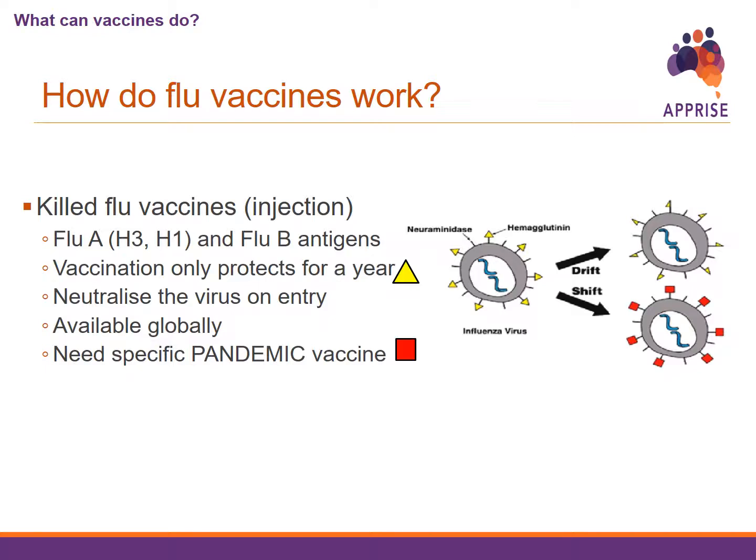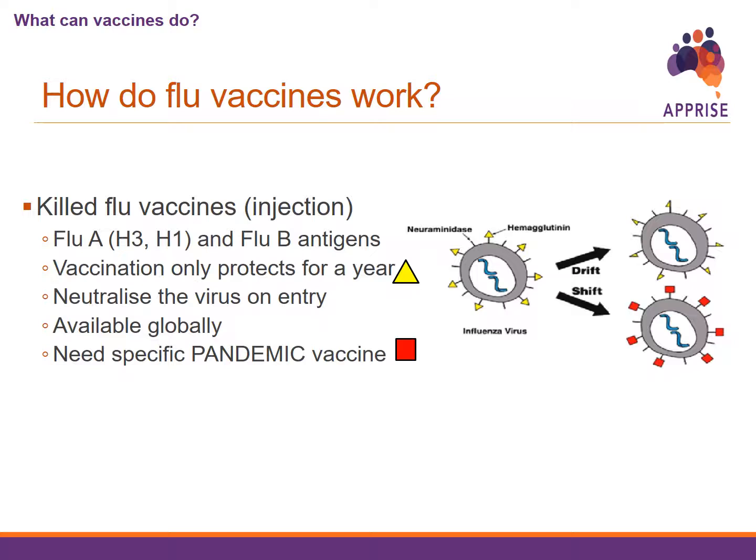But first, let's begin by reviewing how flu vaccines work. The vaccines that are available to us in Australia are what we call killed flu vaccines. They're made from influenza viruses that are grown and then purified so that we can take just the antigens or the outer components of the virus that generate an immune response and put these together in a vaccine formulation.